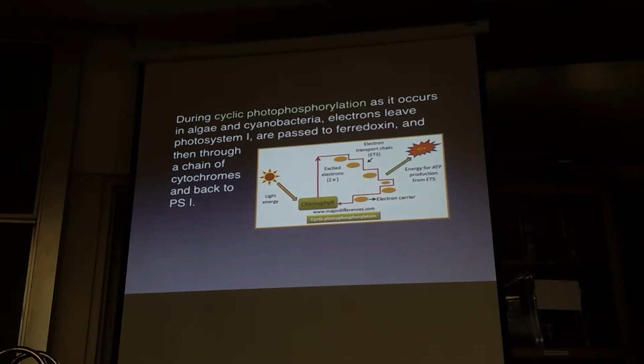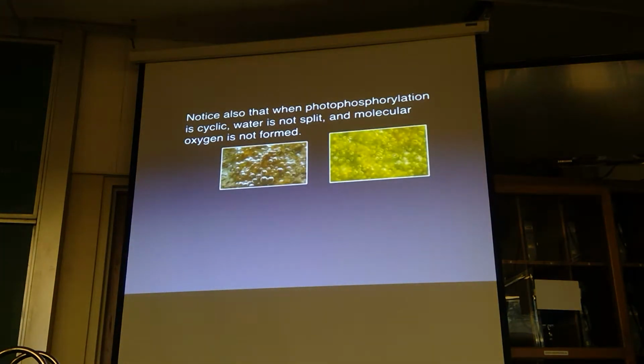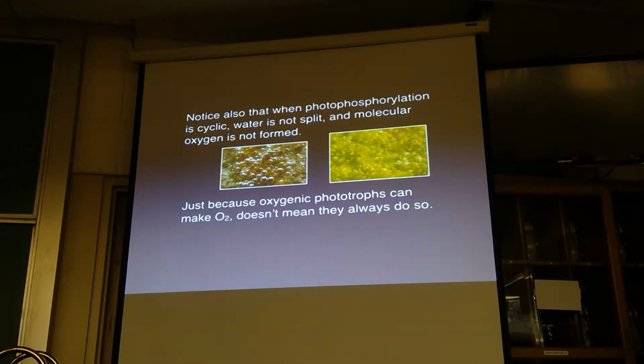They can still make ATP, running electrons down the electron transport chain, the cytochrome chain, but they cannot reduce the coenzyme NADP. So they only get to capture energy as ATP. Notice also that when photophosphorylation is cyclic, you can't split water, they're not going to form oxygen. So again, just because organisms are potentially oxygenic doesn't mean they're always oxygenic.